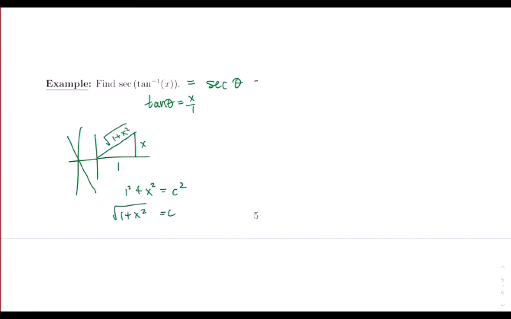And then we want to do secant of that. So 1 over cosine, which is adjacent over hypotenuse. So we're looking at hypotenuse over adjacent. So the square root of 1 plus x squared over 1. All right. So some of that was fast, but pause it and rewind it and email me questions if you need me. I will be happy to help you.